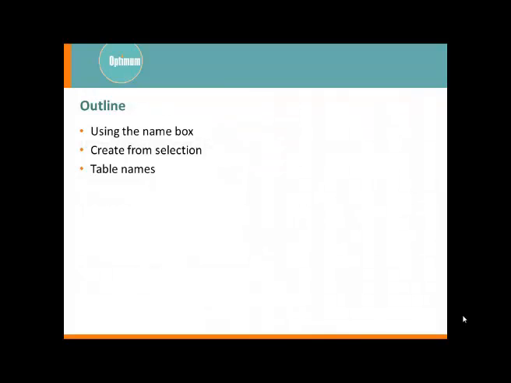The outline includes using the name box to create a named cell, Create from Selection, a tool you will find on the Formulas ribbon, and table names, a tool useful for dynamic named ranges.